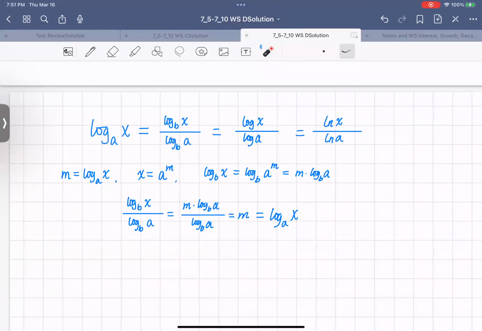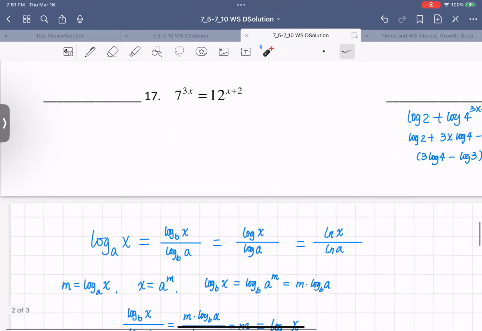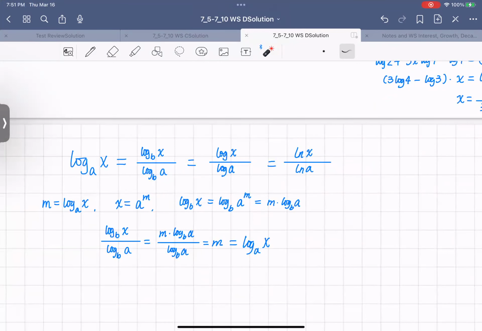Why do we need to do this? Because you don't always have a smart calculator. For the smart calculator, you are able to do any base. But for the dumb calculator, you can only choose base 10 or base e. So if you don't have the smart calculator to calculate log base 11 of 10,005, you have to use this formula to do the conversion. This is called the base change rule.